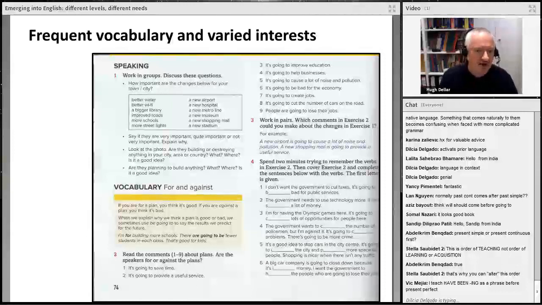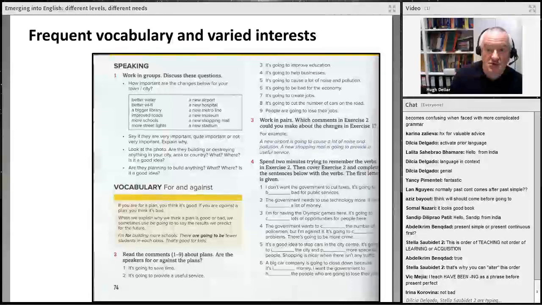Also at elementary level, it's this idea of teaching vocabulary not just for naming things, but for giving opinions. So there's some speaking. How important are these changes for your town or city? Better water, a bigger library, improved roads, a new stadium, a new shopping mall. So in a way, it's a kind of lexical set of places. In the vocabulary for and against, even though it's a vocabulary exercise, we're recycling going to.